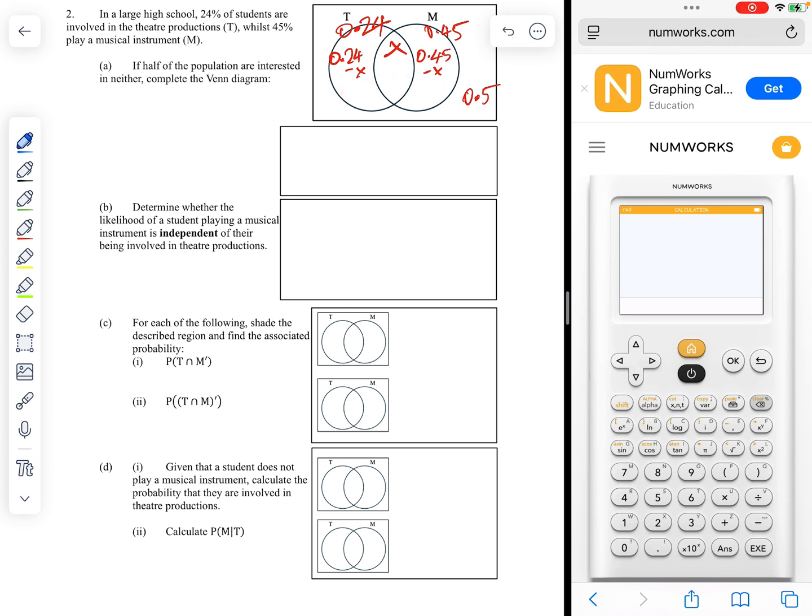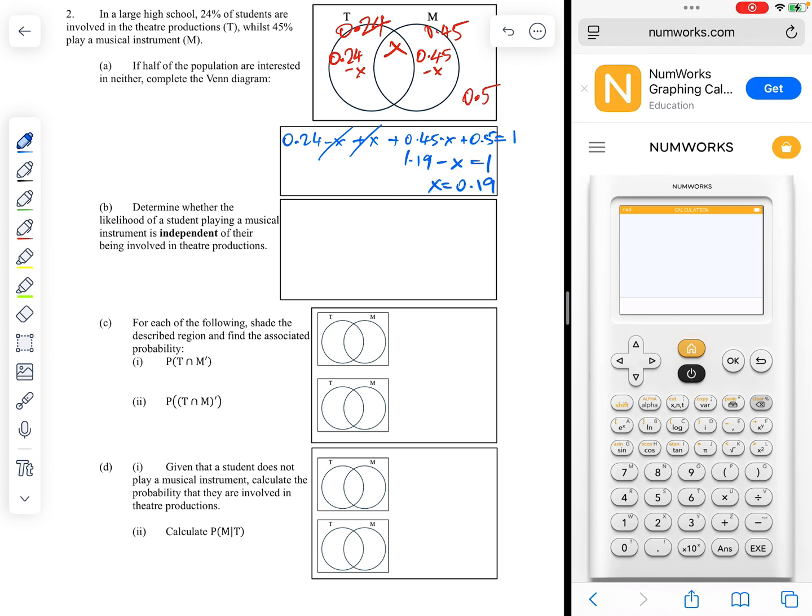We now know that all of these add up to 1. I'm going to write that out: 0.24 minus x plus 0.45 minus x plus 0.5 is equal to 1. Now we have an equation to solve. We could subtract x and add x. That disappears. When you add up 0.24, 0.45 and 0.5, we get 1.19. We still have minus x from the line above equals 1.